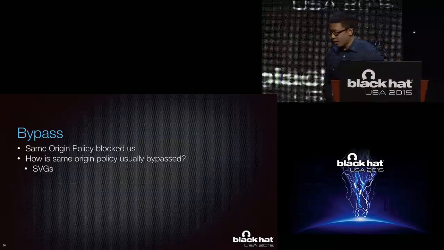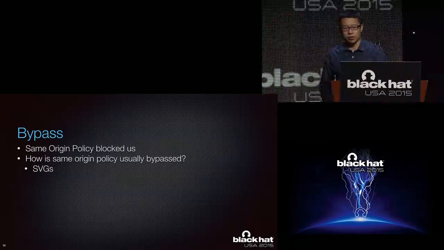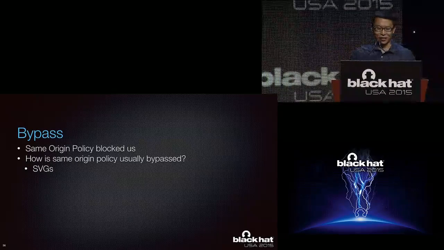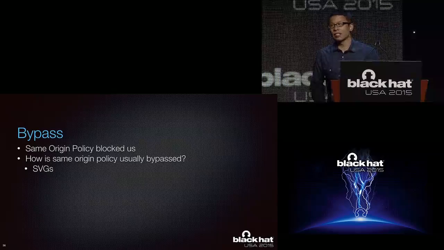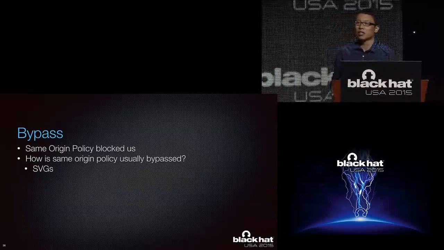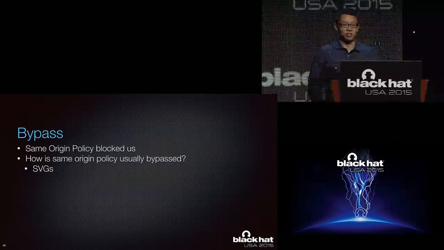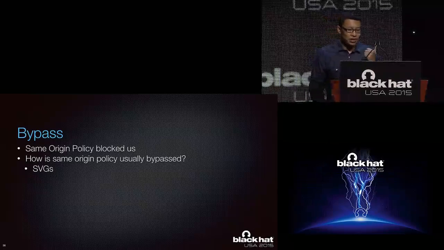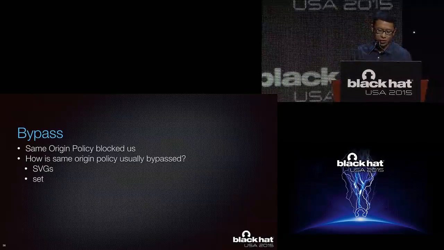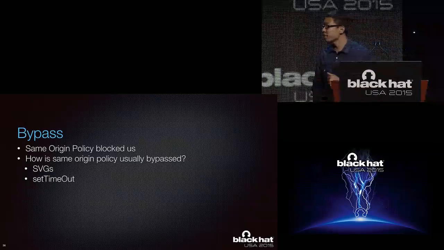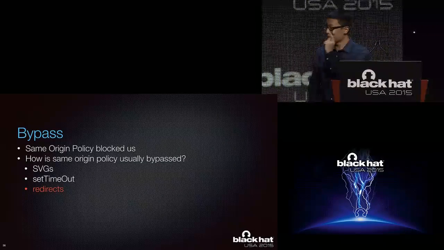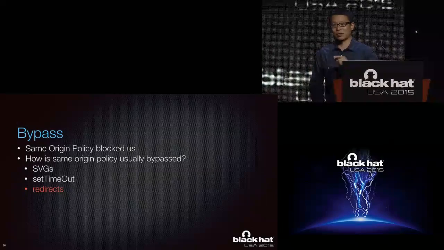So how do we bypass same origin policy? Well, I already gave you a hint, although that's not the way that worked for us. We look at the CVEs in the past of how same origin policy was bypassed in IE, in Firefox, in Chrome, in different engines or renderers or routers. SVG is one of them. setTimeout is one of them. Time of check, time of use. And the other one is redirects. I'm marking it red; you probably already know this works for us.